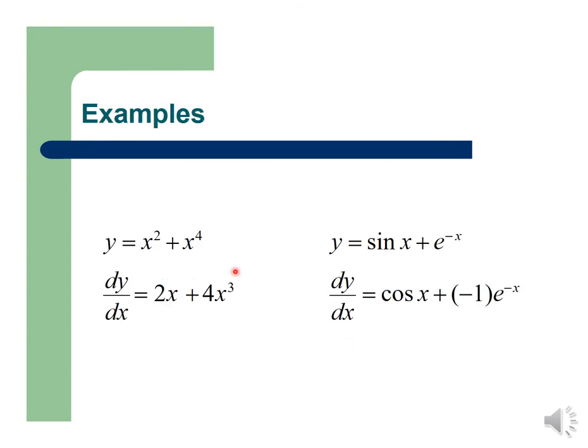These are some more examples. If we have a function y and we differentiate it with respect to x, if it is x square plus x power 4, then we will have 2x plus 4 x power 3, because the power 4 becomes the coefficient and the power is reduced by 1. Similarly, if we differentiate this function y with respect to x, sin x becomes cos x, and exponent of minus x becomes minus 1 times exponent of minus x. These are the examples from calculus.